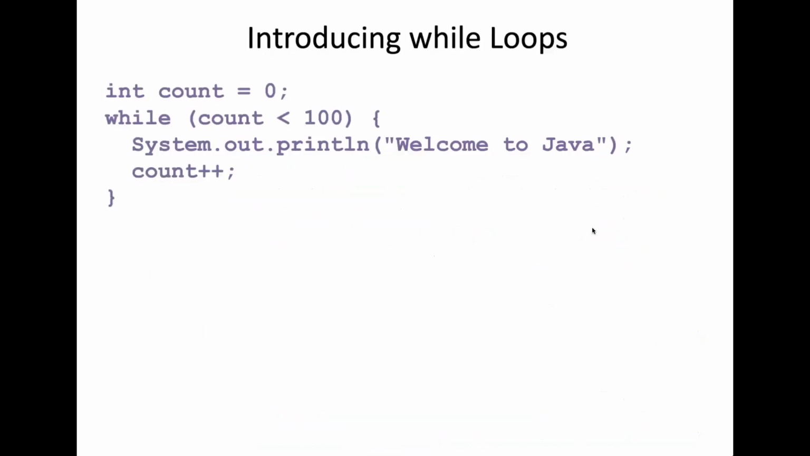Introducing while loops. This is the anatomy of a while loop. Just like any other control structure or conditional statement, you will set up your while loop with a pair of curly braces and the execution body that you wish to repeat. This is the essence of a while loop. We'll look at this closely next.